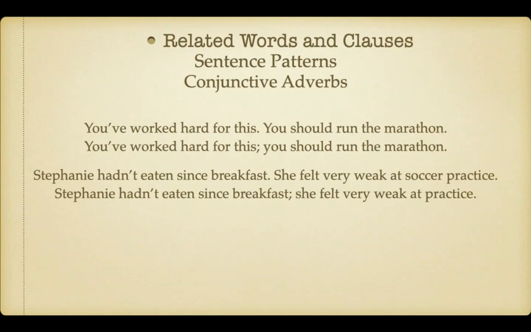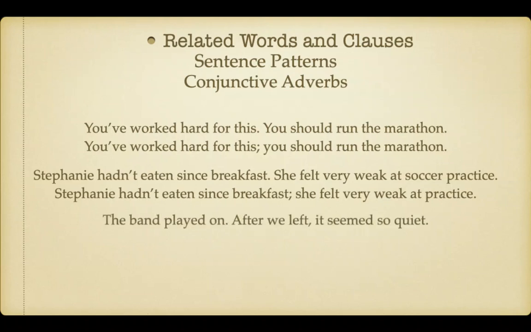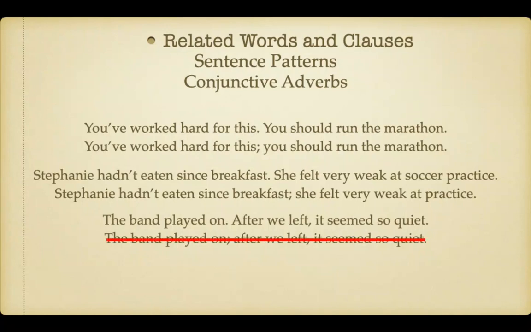It's not correct to combine just any old independent clauses with a semicolon. For example, we wouldn't want to combine these two sentences with a semicolon since they aren't closely related. The general rule is, when in doubt, keep the sentences separate. If you have to wonder if the two sentences are closely related, don't use a semicolon. Simply keep the two sentences separate from one another.